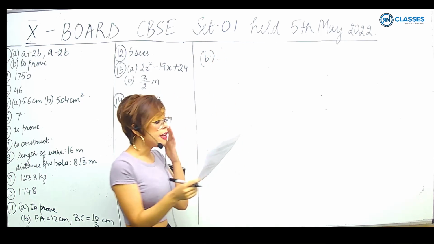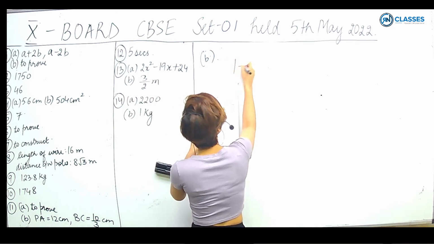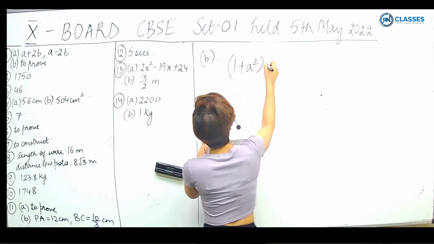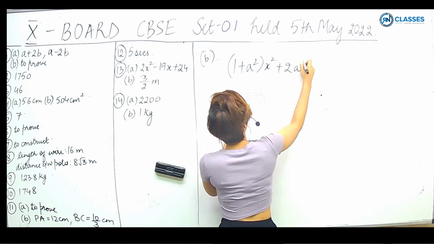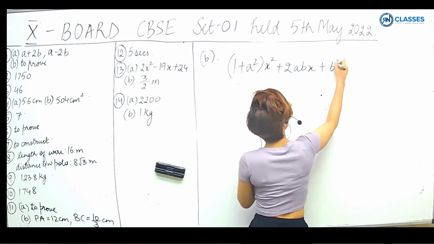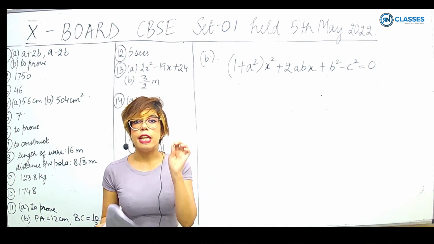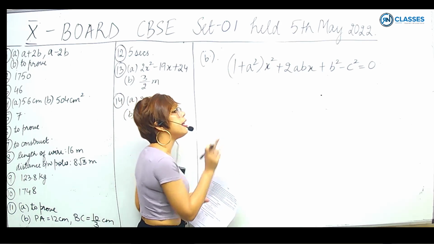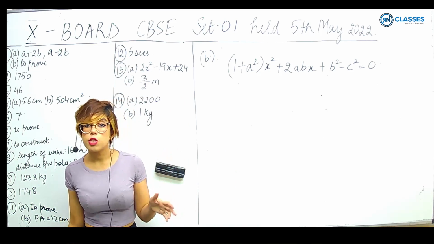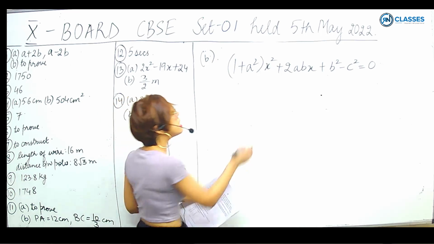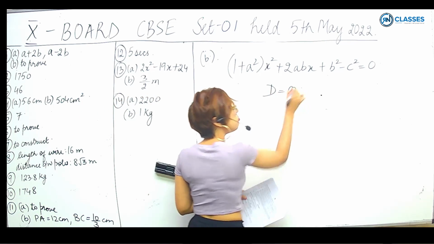Now, the second part is, if the quadratic equation, which quadratic equation? 1 plus a square into x square plus 2abx plus b square minus c square is equal to 0, has real and equal roots. Real and equal roots. Now, for a quadratic equation to have real and equal roots, the discriminant has to be equal to 0.